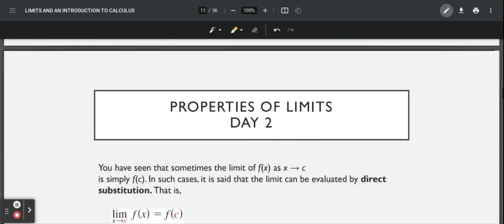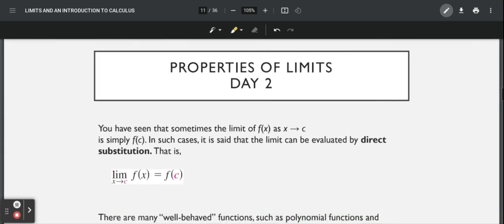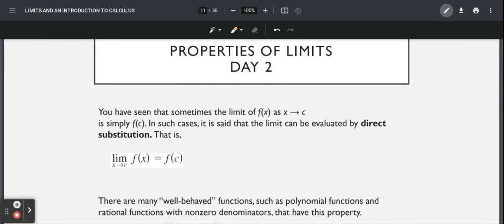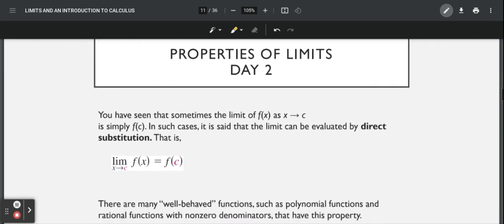All right, we're going into the properties of limits. That was like all we were supposed to do for our day one. Oh yeah, sorry.